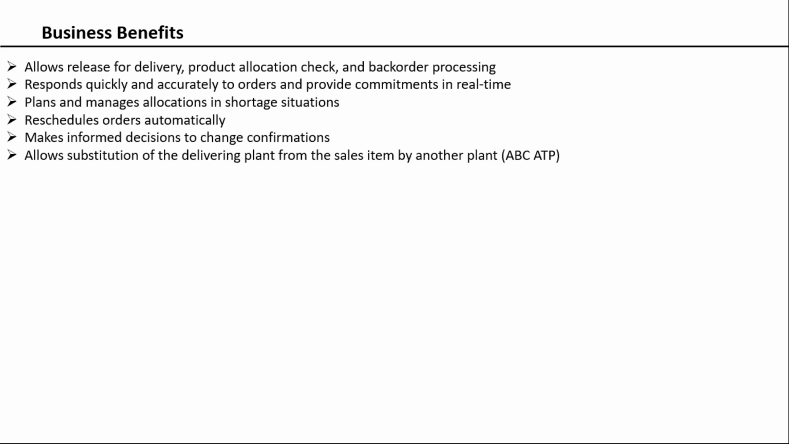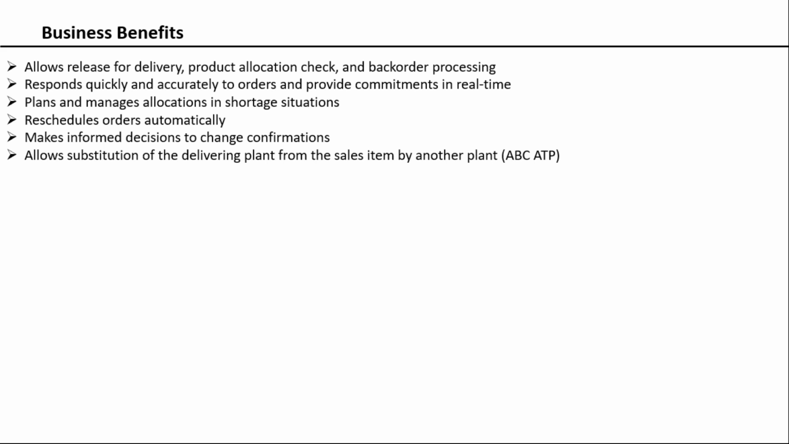So where the demand is high and the supply is less, in that case the allocation functionality can be used. And it reschedules orders automatically through the BOP process. Reschedules means based on the customer priority or requested delivery date, so whatever criteria can be used to meet the business requirement. And it makes informed decisions on the change confirmations, so users will easily understand how the order confirmations are changing during the reschedules through BOP.